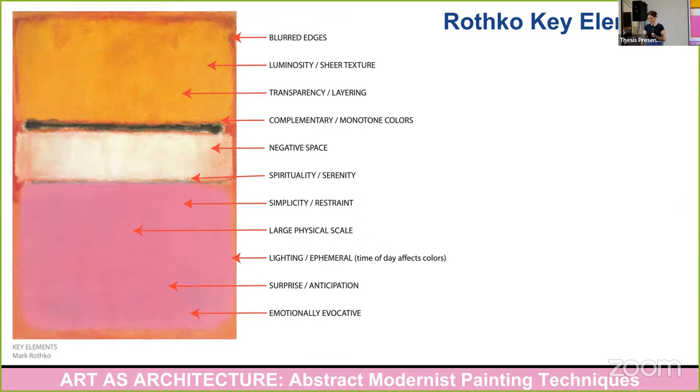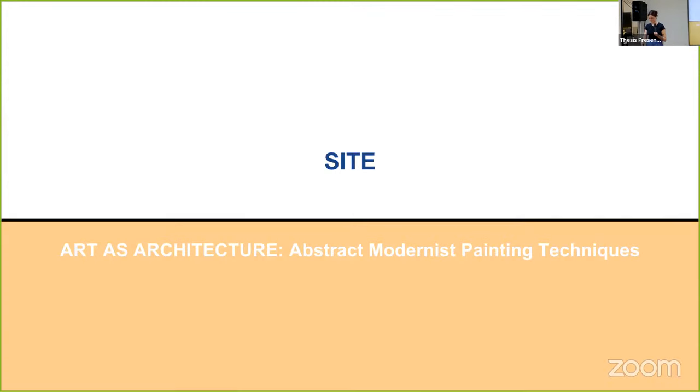So the common elements of a Rothko painting include blurred edges, luminosity, layering, complementary colors, negative space, serenity, simplicity, dramatic scale, lighting, surprise, and emotion. This thesis aims to take these ideas and apply them architecturally through an emphasis on the visitor experience. So making the visitor experience of the building the same as the viewer experience of a Rothko painting.